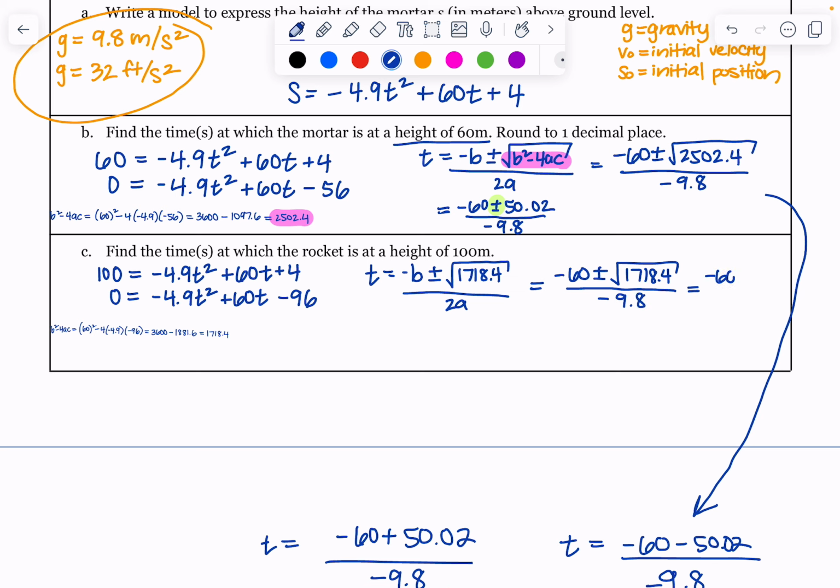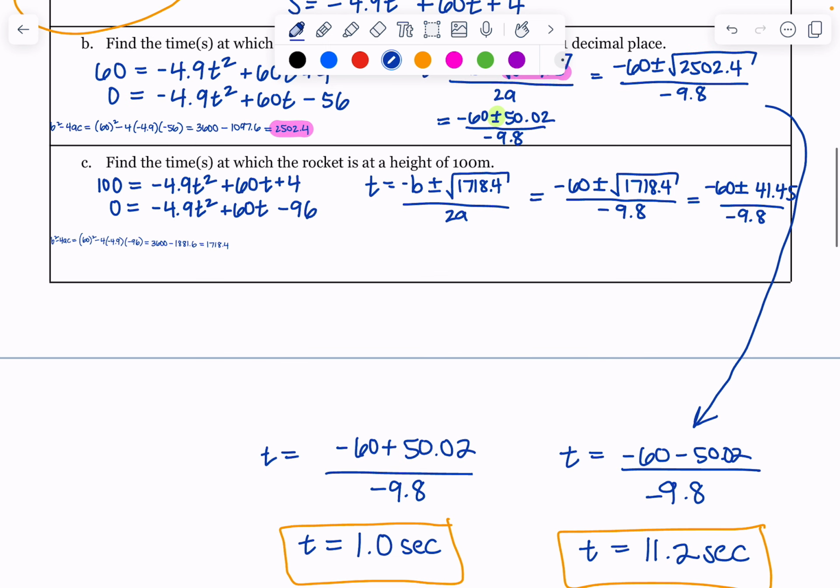And so that'll be negative 60 plus or minus, let me do that real quick in my calculator. And we get 41 point, we'll do 2 decimals, 41.45 all over negative 9.8. And just like here, we're going to split it into 2. So we've got t equals negative 60 plus 41.45 over negative 9.8, or we've got t equals negative 60 minus 41.45 all over negative 9.8.